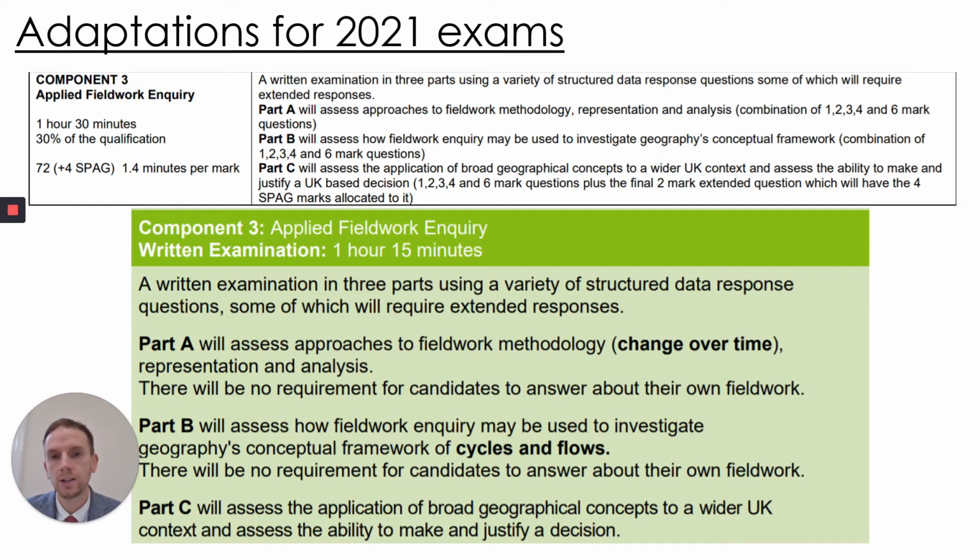The only change on this paper, apart from the reduced time, is that students won't be asked questions which rely on their own experience of fieldwork. So they'll be asked questions about fieldwork and the way that fieldwork is undertaken. So they'll need to know how to prepare for fieldwork, how to collect data, how to present data, and how to evaluate the fieldwork process. But there'll be no specific questions where they have to name their own examples of fieldwork which they have undertaken themselves.